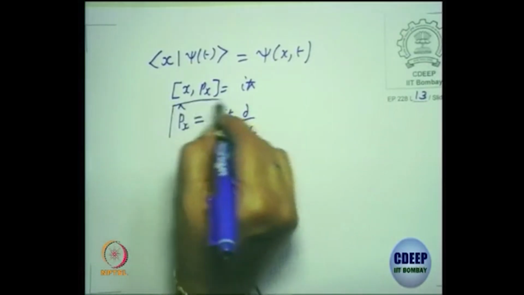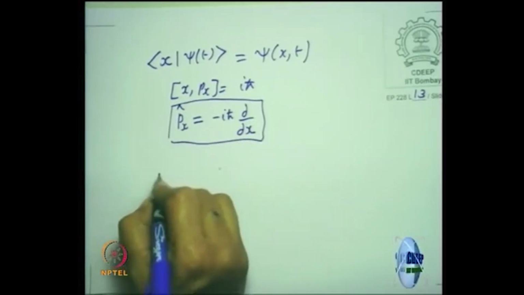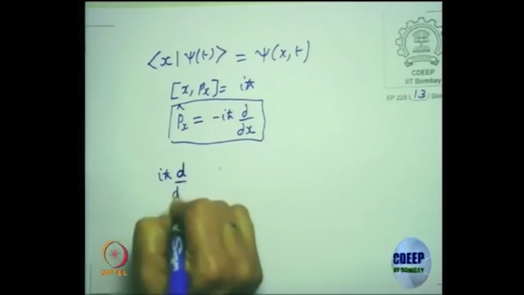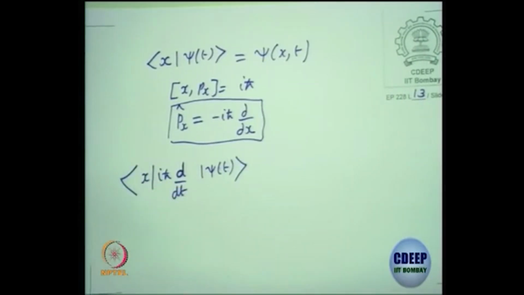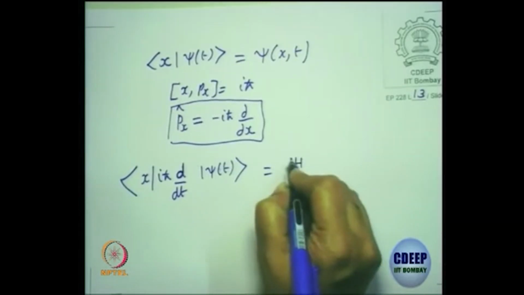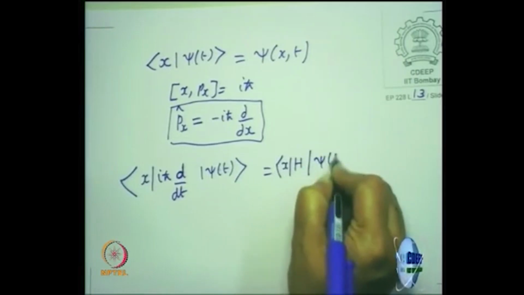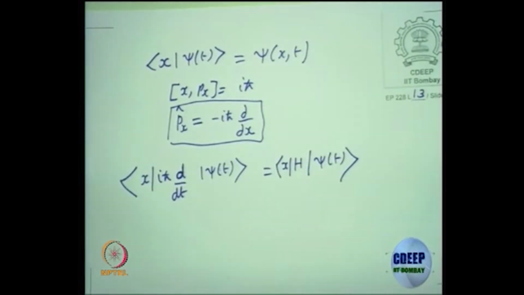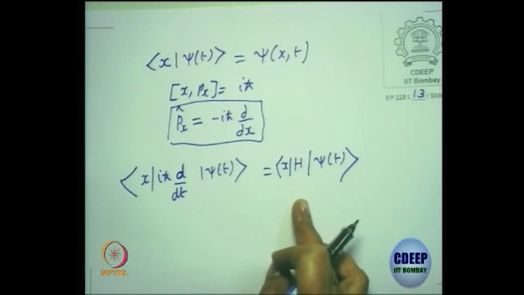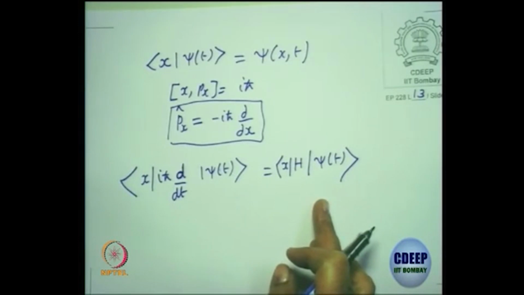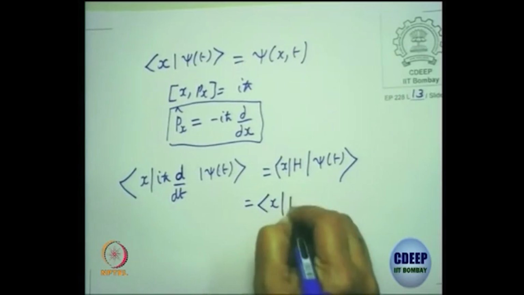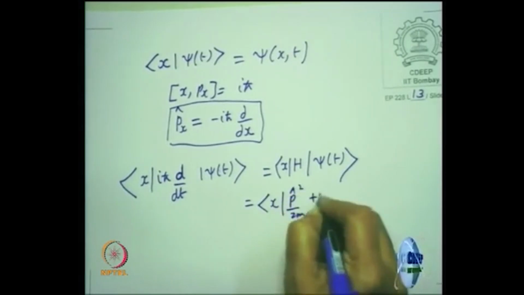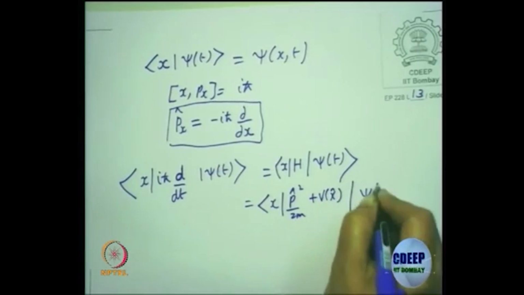And after we did this, now we could write i h cross d by dt of psi of t. You can take a position state here, it will be the bra x with H on psi of t. H is p squared over 2m plus V of x. We are taking time independent potentials. So let's write that as the bra x with p squared over 2m plus V of x operator on psi of t.